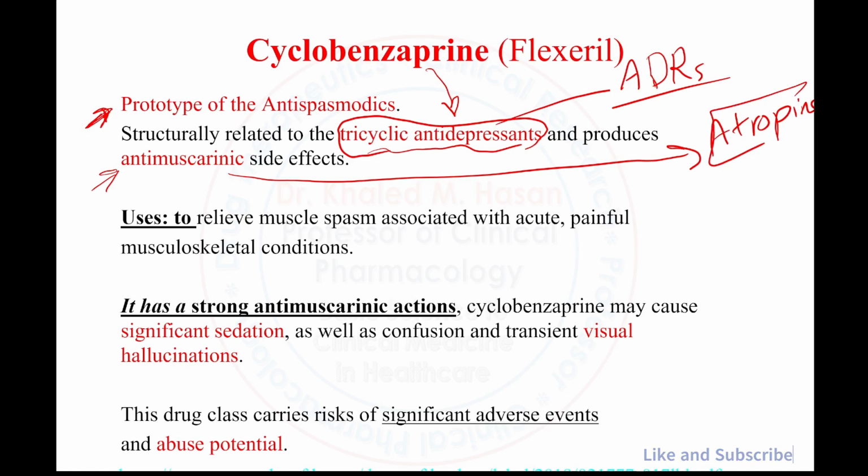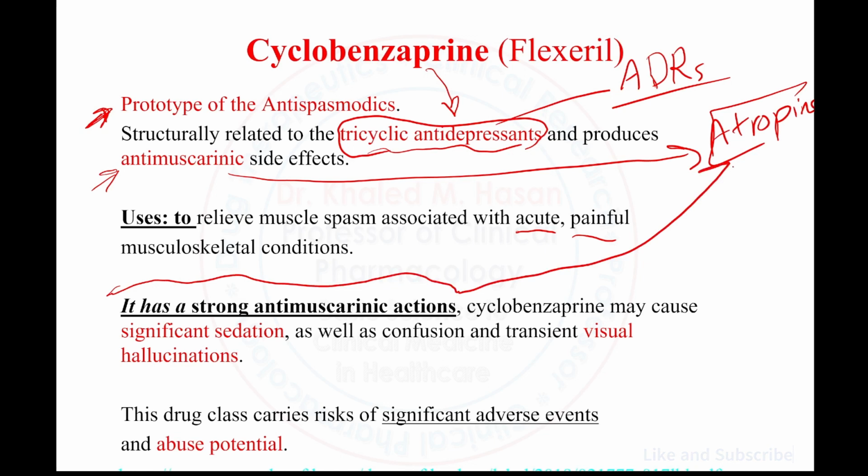This medication is used to relieve muscle spasm associated with acute painful skeletal muscle conditions, such as neck pain, low back pain. Cyclobenzaprine has strong anti-muscarinic action, strong atropine effect. This medication may cause sedation, confusion, and could cause visual hallucination, blurred vision, dry mouth, a lot of side effects, and there is a potential of abuse of this medication.